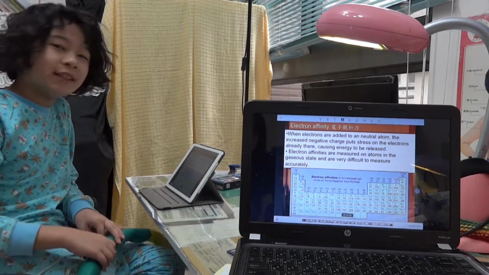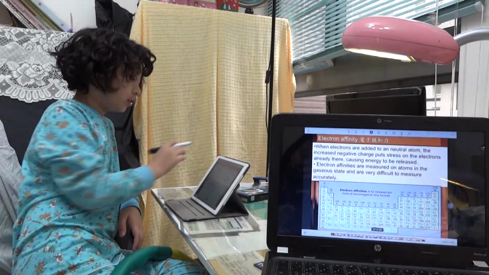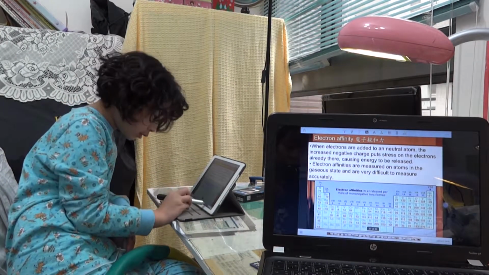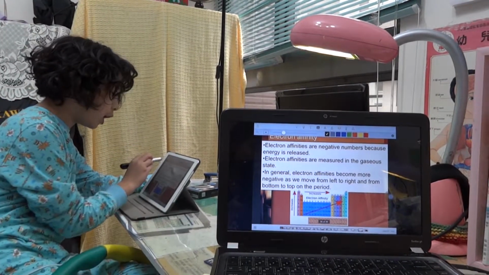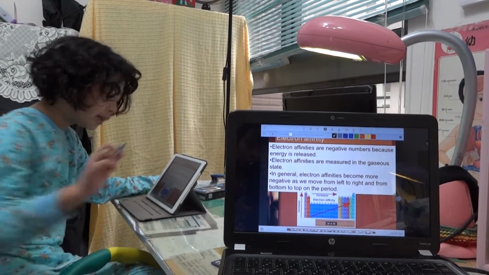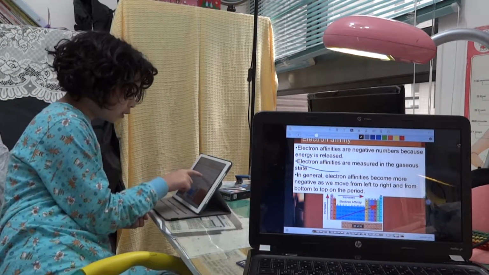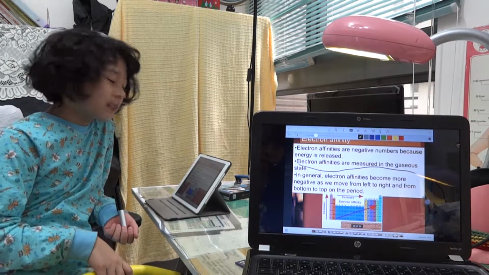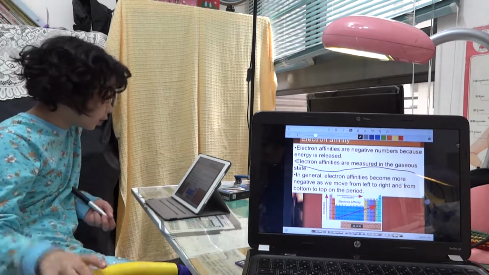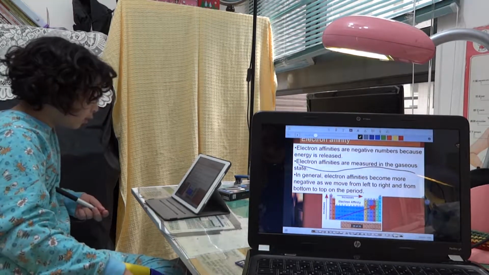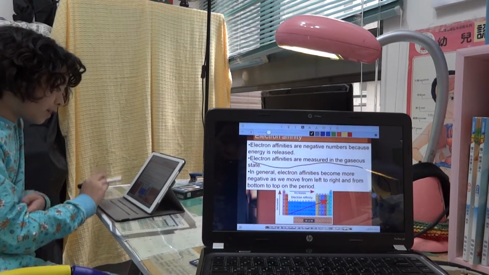Okay, so what is electron affinity? When you give a neutral atom some electrons, it releases some energy, so it's actually very hard to measure. Sometimes it's a negative number because you release energy, but sometimes you have to give it energy too, so it becomes a positive number. Electron affinity is always measured in the gas state, so some metals are very hard to measure because you need a high temperature to turn them into gas. It becomes more negative when you move from the left to the right, and from the bottom to the top.